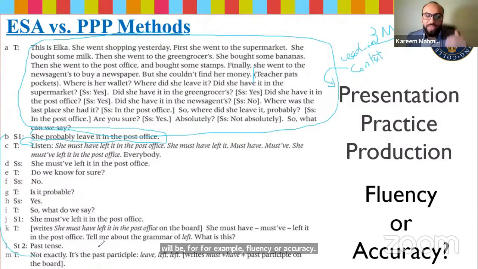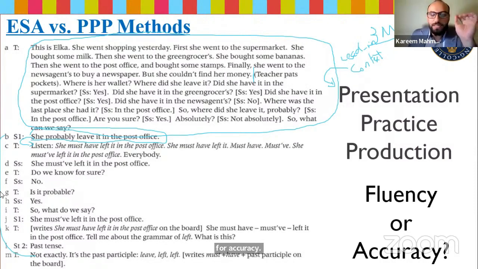Maybe, for example, this sequence can be followed by a controlled practice. In the controlled practice there could be a written activity or writing. Then it could be, for example, MCQs, or filling gaps. That could be for accuracy.